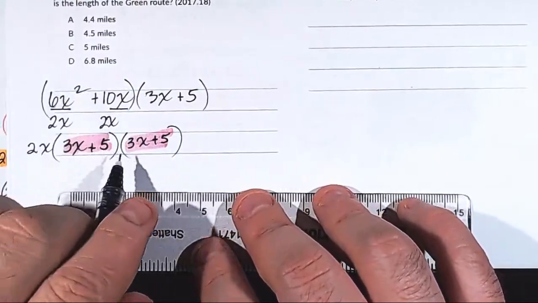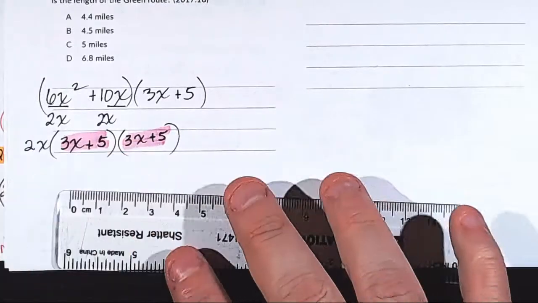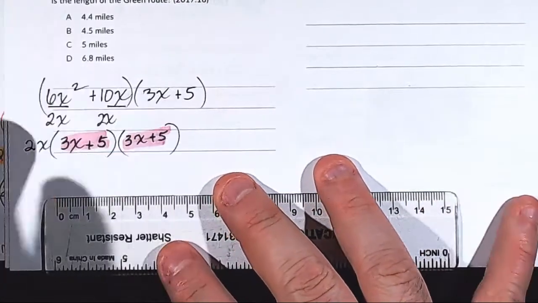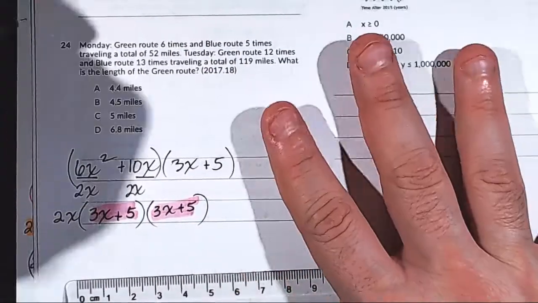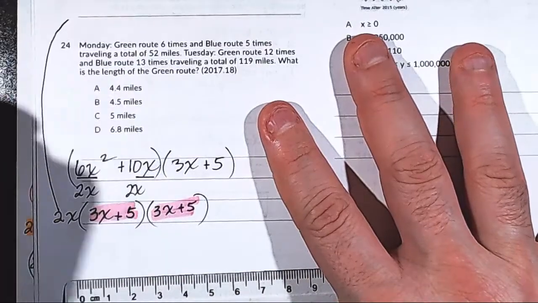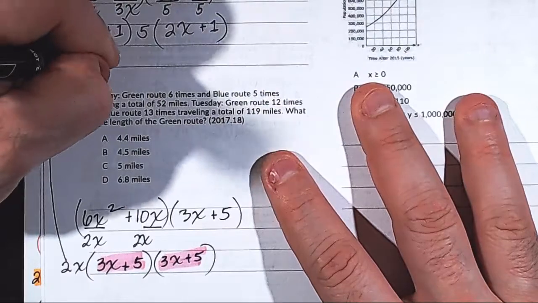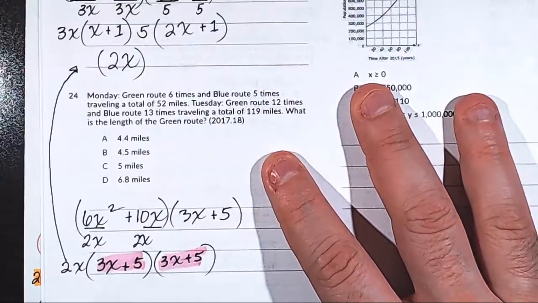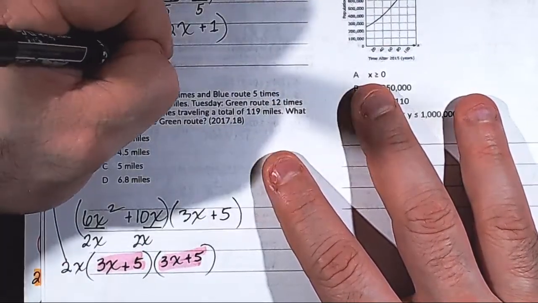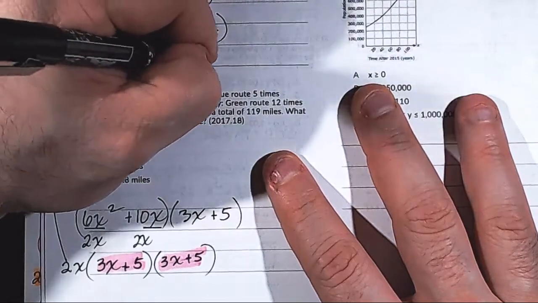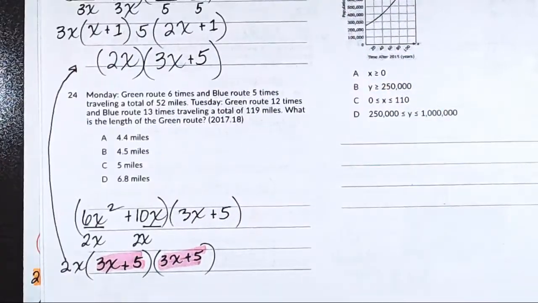Now because they match, we can write the two. These are the same factor, so we're just going to act like there's only one of them. So now I'll go back up here. Let me move all of this back up here. My two factors are 2x and 3x plus 5. Those are my two factors.